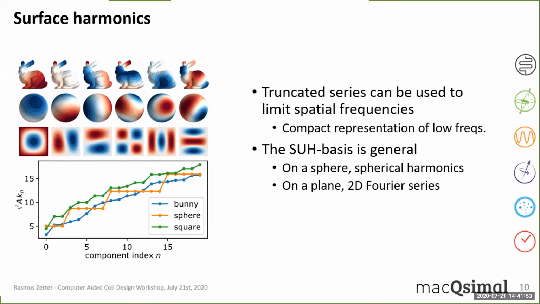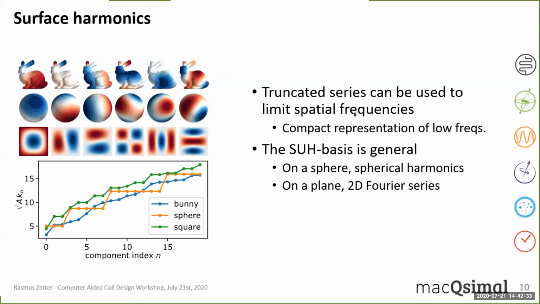So this surface harmonics basis is a generalization: on a sphere it becomes the spherical harmonics, and on a 2D plane it becomes a Fourier series. And here you can see also the eigenvalues for the different meshes. So you see these 3 homogeneous components for the sphere, then 5 gradients, and then second order gradients, and so on. And you see these degenerate eigenvalues here. The symmetry causes those. Well, for the bunny, there's no symmetry in the same sense, so the eigenvalues increase somewhat continuously.